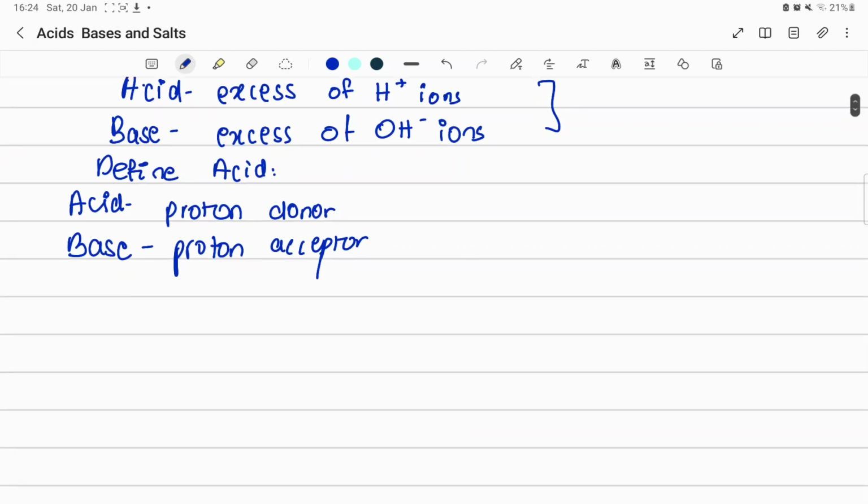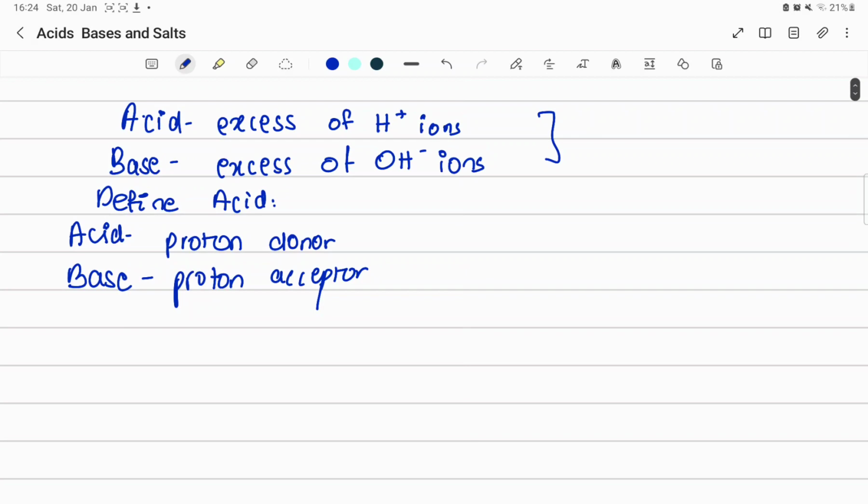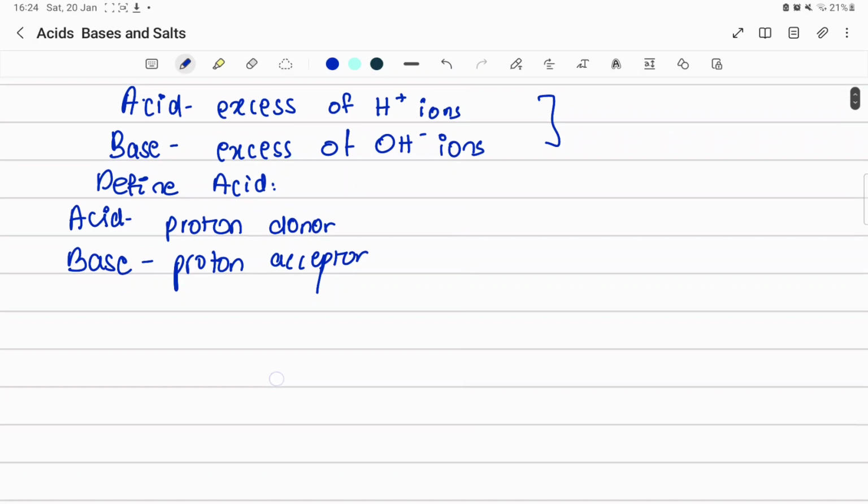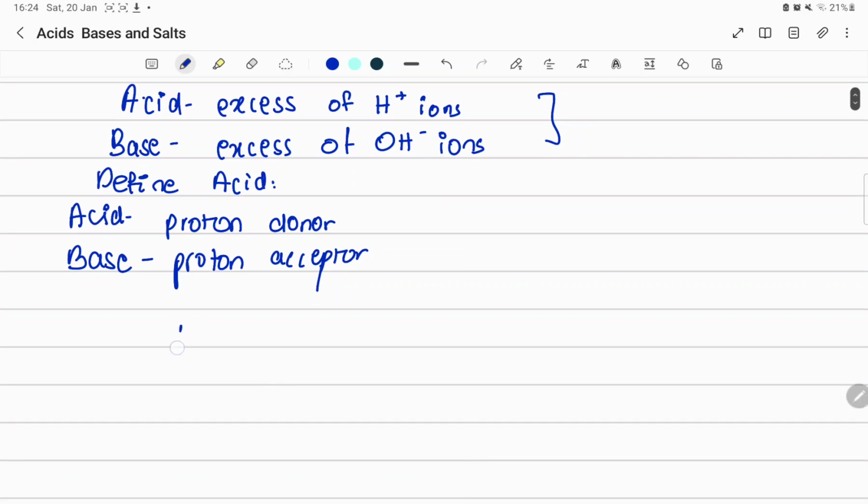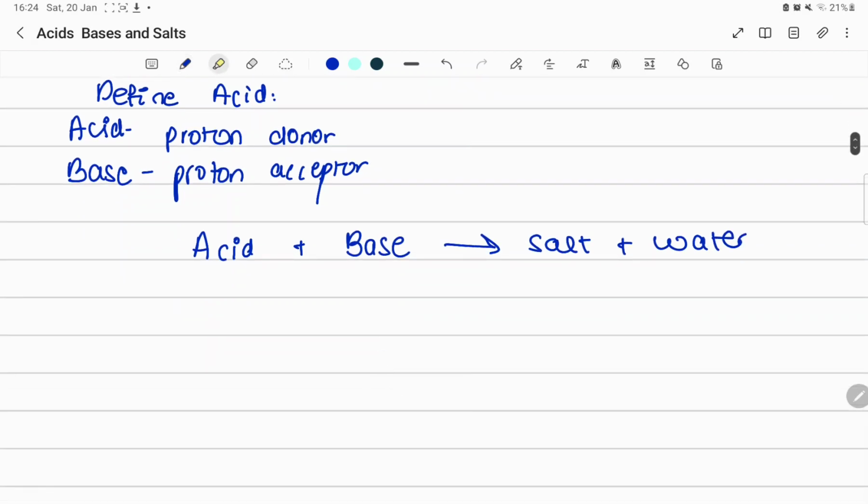Now, there are many different reactions that you're going to end up needing for this chapter. However, the main concept, the general reaction in your acid bases chapter, is that acid plus base gives salt and water. Very, very important. Basically this is the main equation that this chapter is based on.